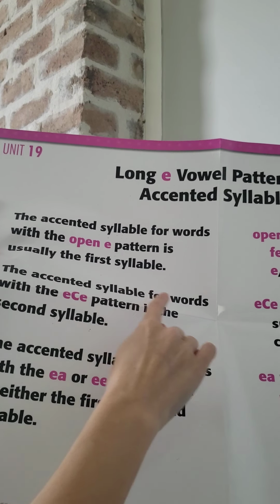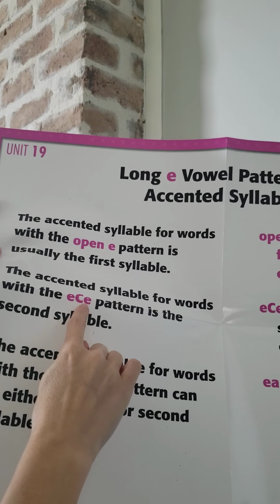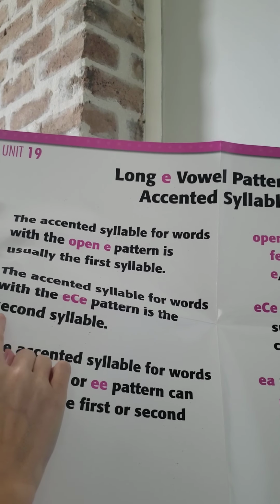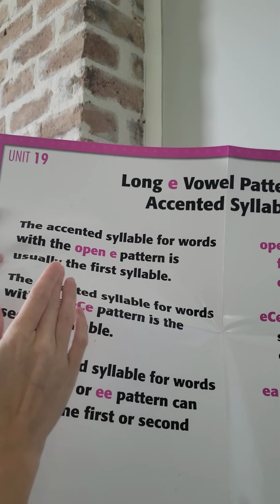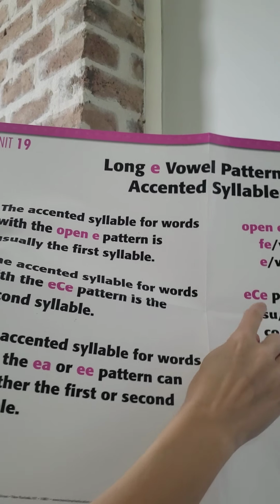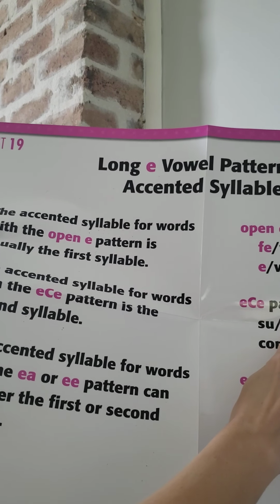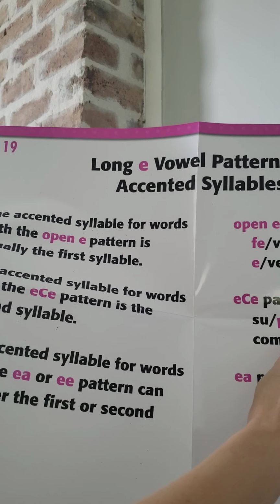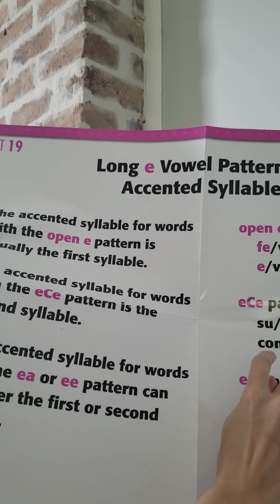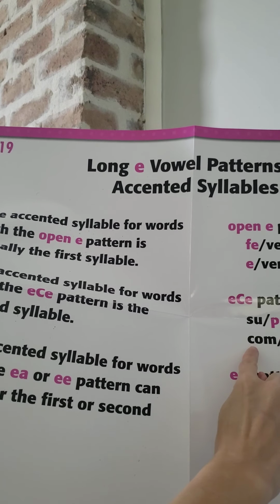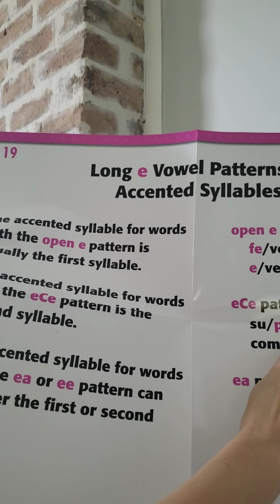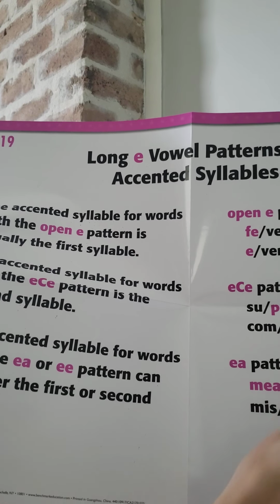The accented syllable for words with ECE pattern is the second syllable. So ECE, that's E consonant E. Remember that, boys and girls. ECE pattern, here's two of our words from this week. Supreme, so we hear that long E in the second syllable. And complete. Again, that long E's in the second syllable.